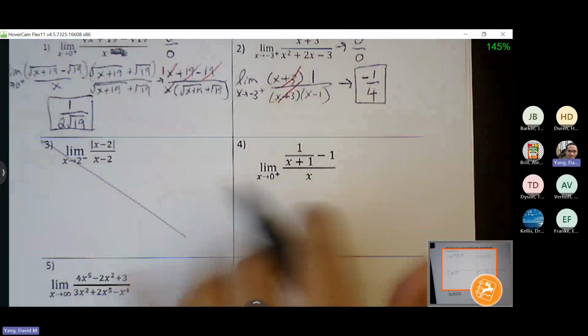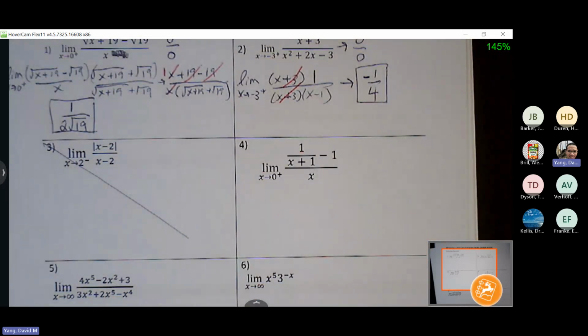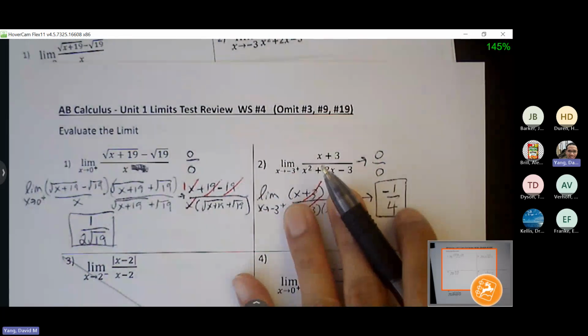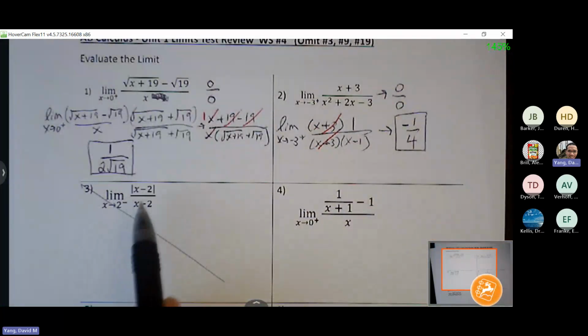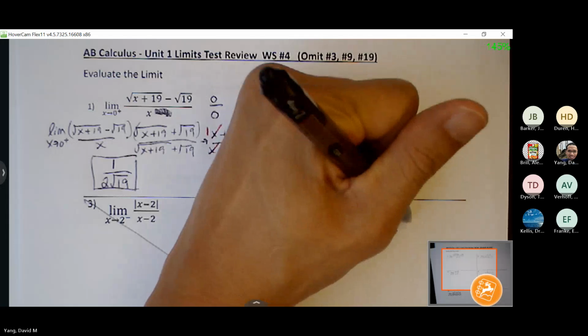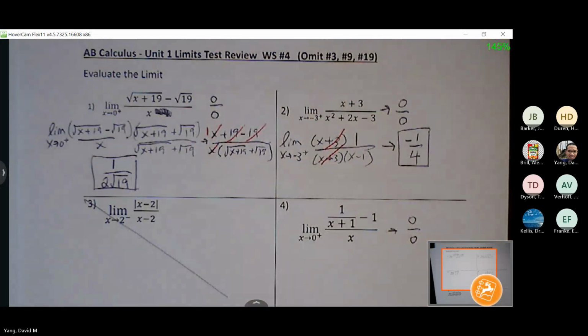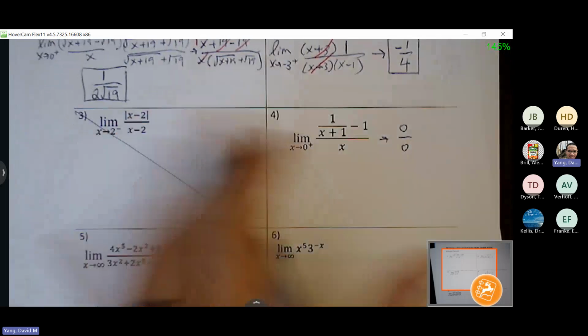All right, number 4, approaching 0 from the right, but we don't care about that one-sided limit, just 0. We're going to omit 3, 9, and 19. There's no absolute value element there. No absolute value, no trig, and no squeeze theorem. Okay, so 0 in for x. We get 0 over 0. We know this is one of those complex fraction problems. We have to do common denominator.